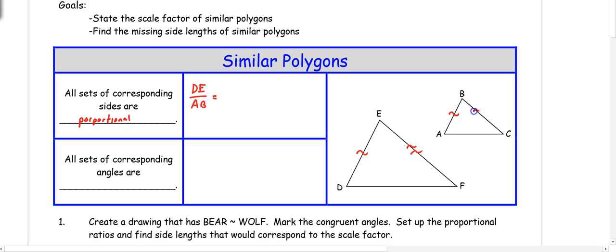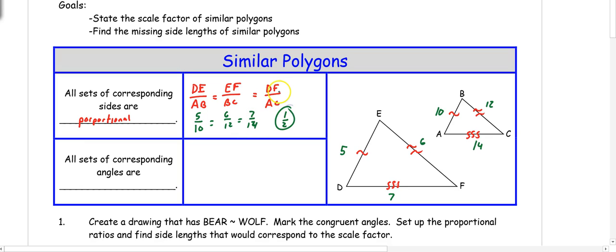which has to equal EF over BC, which has to equal DF over AC. So for example, if we gave side lengths to these and we said this is 5, 6, 7, 10, 12, 14, when I said all of those ratios, they would be equal to each other when they reduce, because all of these ratios reduce to 1/2.